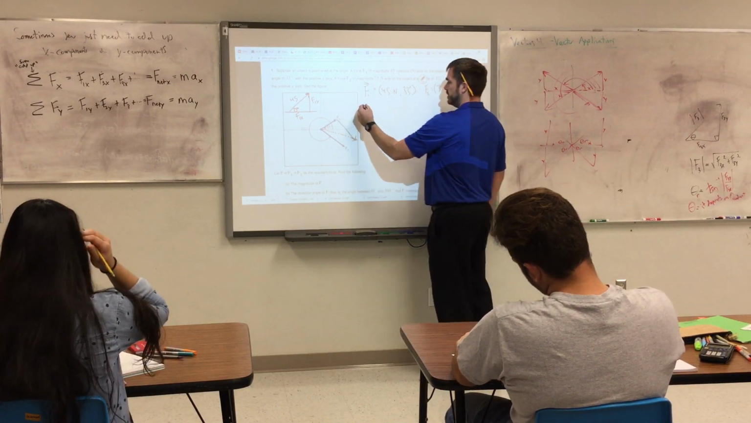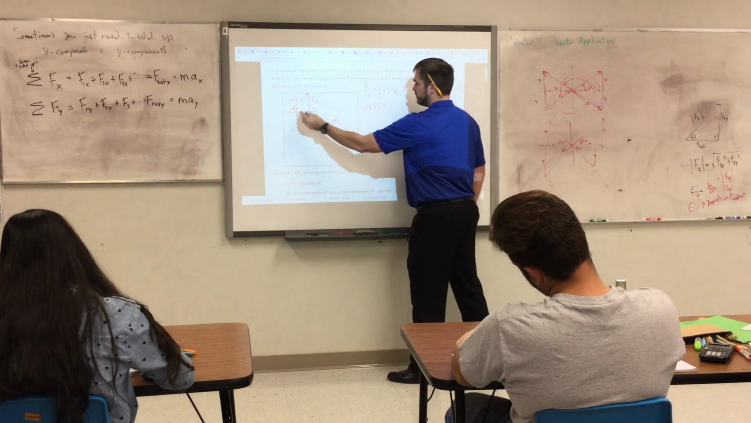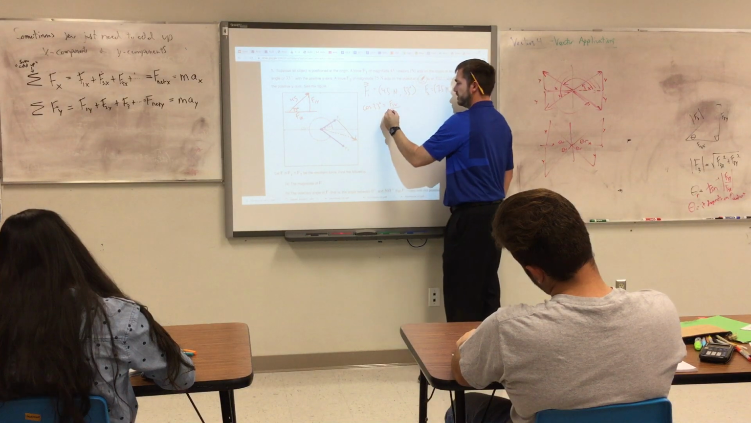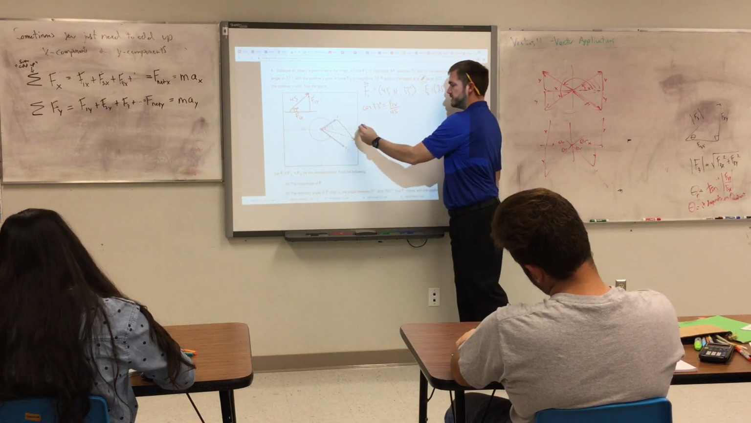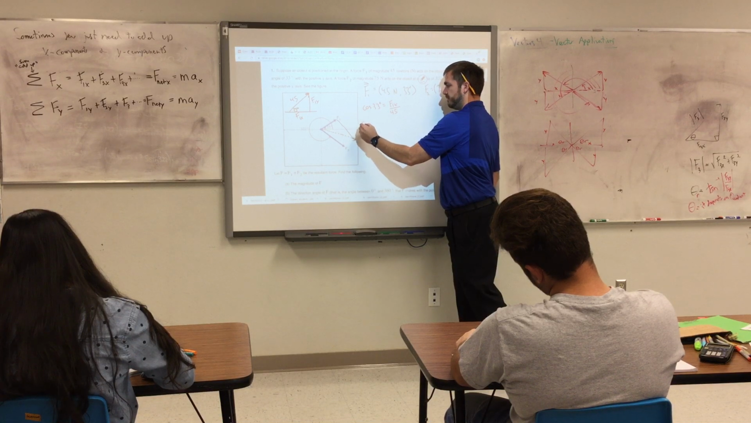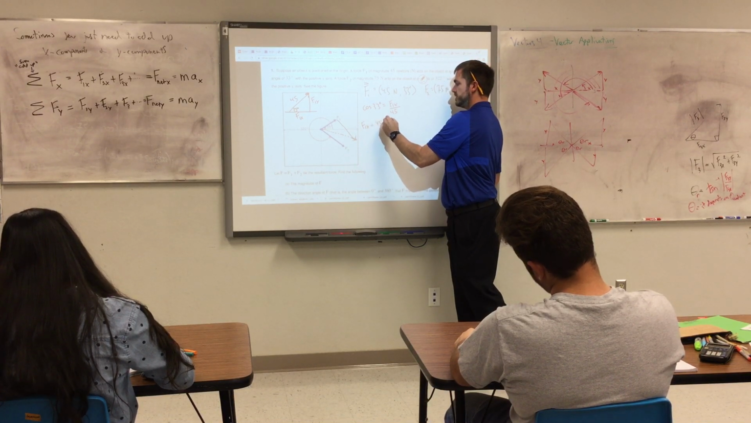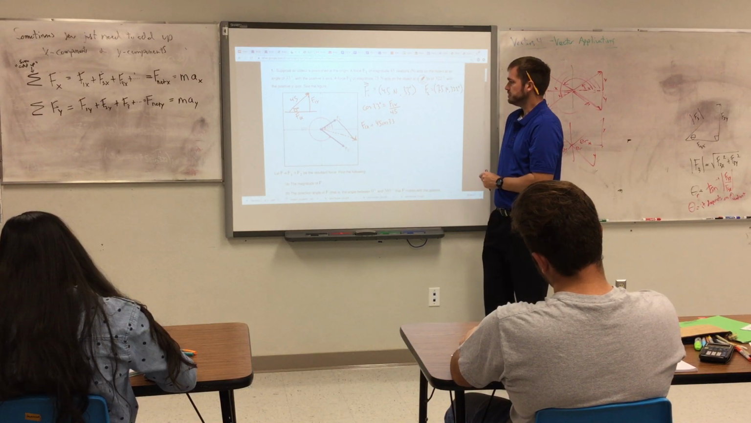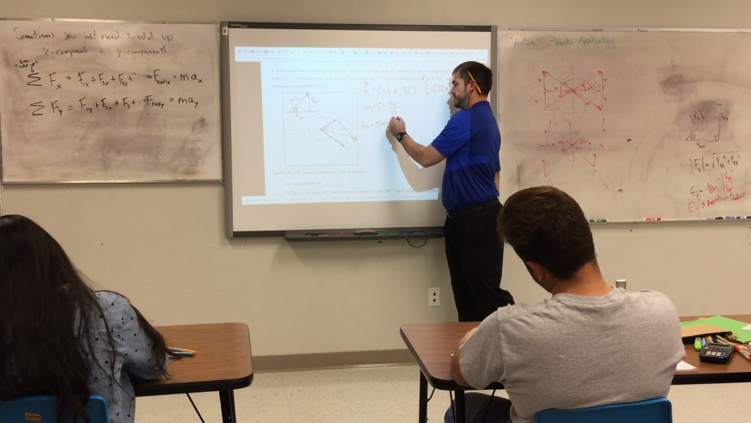Cosine, that's right. So I could say cosine of 33 degrees equals F1x over 45. Multiply both sides by 45. So F1x equals 45 cosine 33. And I know you might want to ask, give me an approximation on that.